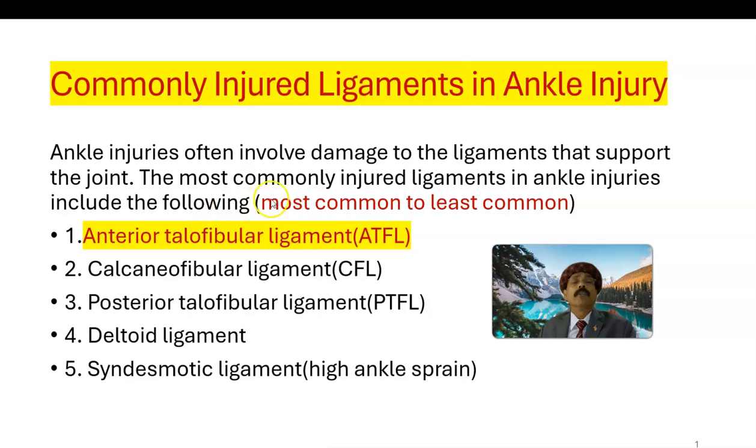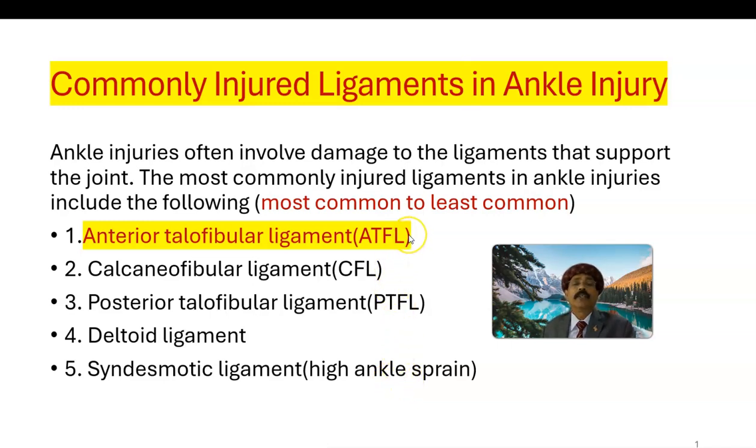Today I will discuss commonly injured ligaments in ankle injury. Ankle injuries often involve damage to the ligaments that support the joint. The most commonly injured ligaments include the following, arranged from most common to least common. Most common is the anterior talofibular ligament, then the calcaneofibular ligament, posterior talofibular ligament, deltoid ligament, and syndesmotic ligament in high ankle sprain.